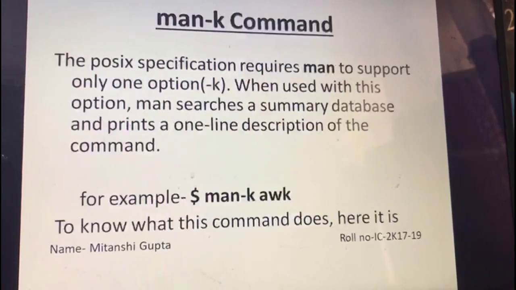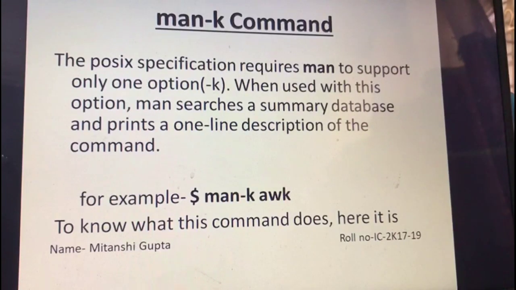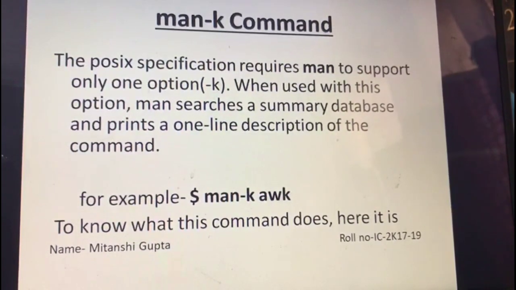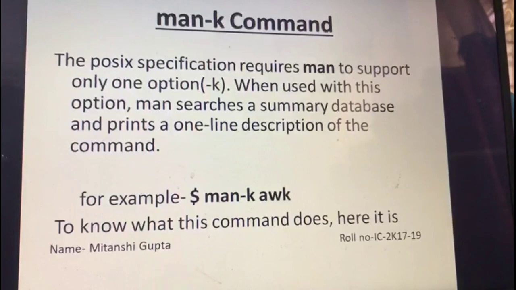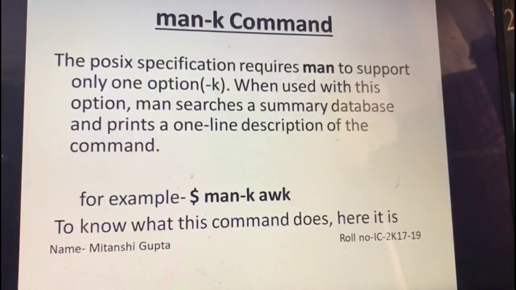Now coming to the topic, the first topic is the man -k command. What does the man -k command actually do? It searches a summary database and prints a one-line description of the command. For more clarity, the POSIX specification requires man to support only one option, that is -k. When it is used with this option, man searches a summary database and prints a one-line description of the command.